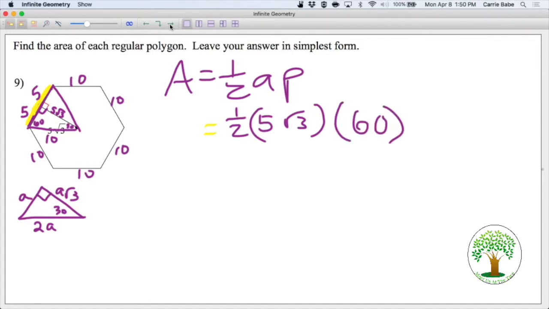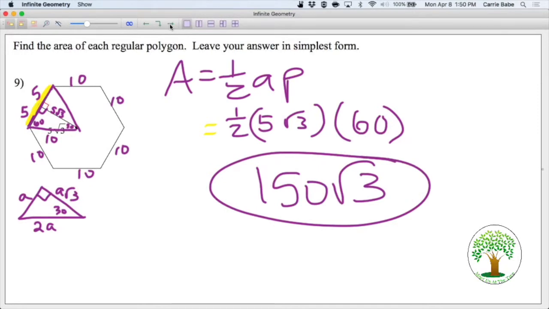And now we take the 60 times the 5 times the half. 150. I agree. And tack that square root 3 on top. How'd you get 150? I took 5 times 60 divided by 2. In my head I took half of 60 is 30, and 30 times 5 I knew was 150.